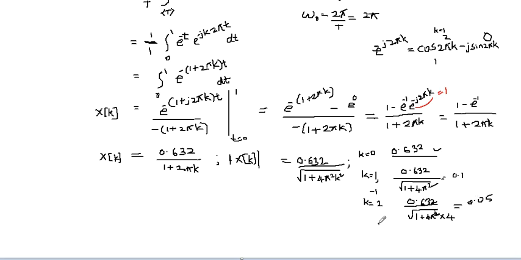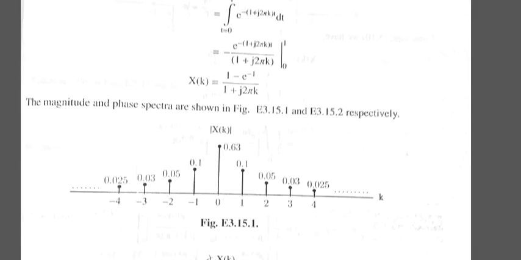Even we can substitute k as 3, and we can go for finding what will be its value. The magnitudal plot looks in this fashion. Now magnitude of x of k, from the book I am showing you, is 0.63, 0.1, 0.05. If k is equal to 3 is taken, it works out to be 0.03. In that way we can take 3 to 4 values, that's enough.